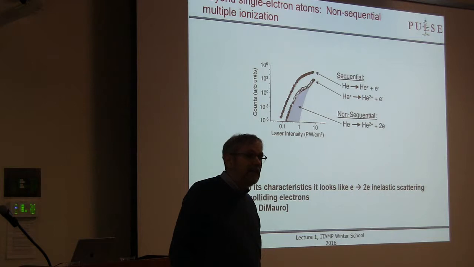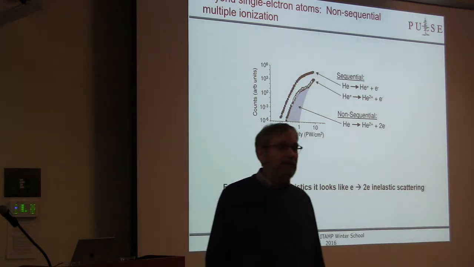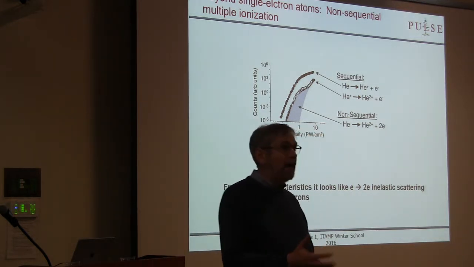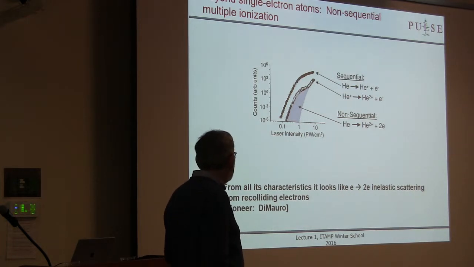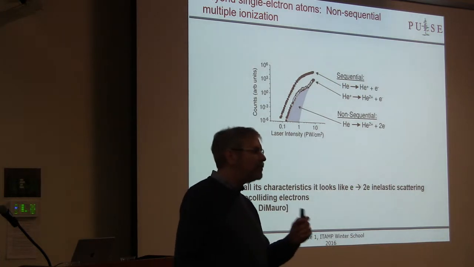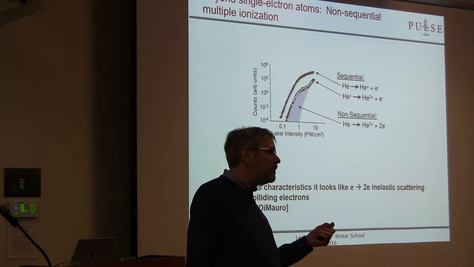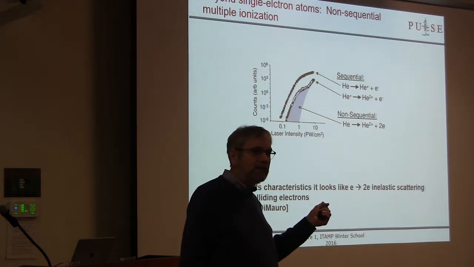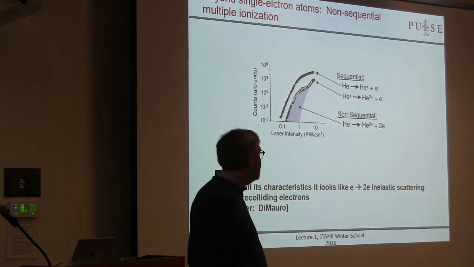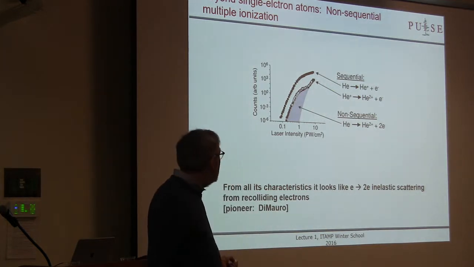Now, it's been studied to death. It's been studied absolutely to death. In fact, it is no longer, I would say, a really hot topic for study, mostly because it's been so much studied. And from all its characteristics, it looks like e-2e inelastic scattering. It actually looks like it comes from those recollisions. It's one of the things recollisions can do. They can elastically scatter. They can also inelastically scatter. If they have enough energy, they can even ionize. And that seems to be contributing a lot of this population.